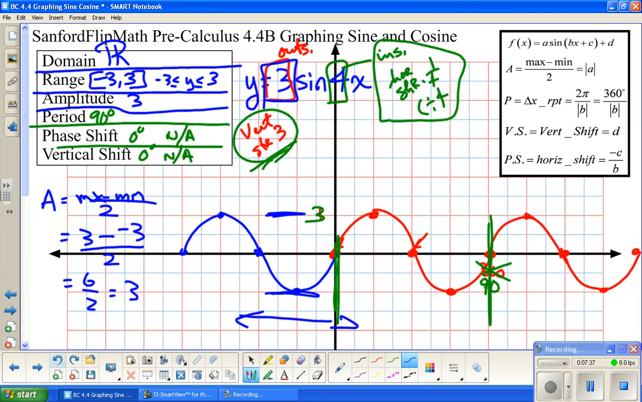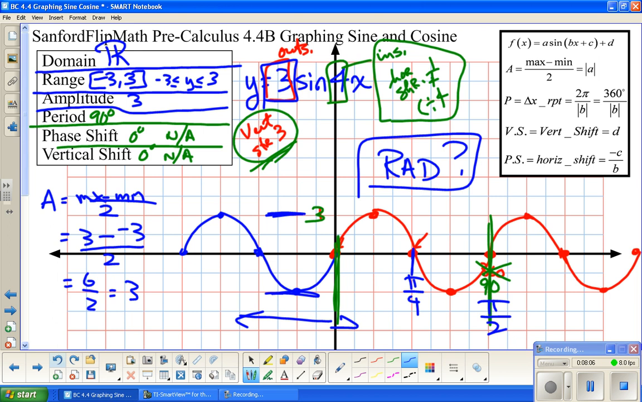Okay, quick little note here. I know most of you are very content to live in degree land, and I need you to be aware that life happens in radians also. So if I tell you that you have to do this in radians, what changes? Well, the only thing that changes is the x's. So instead of writing 90, we would just write pi over 2 here. Now, if you were going to write more of the scale, well, half of pi over 2 would be pi over 4. Half of pi over 4 would be pi over 8.